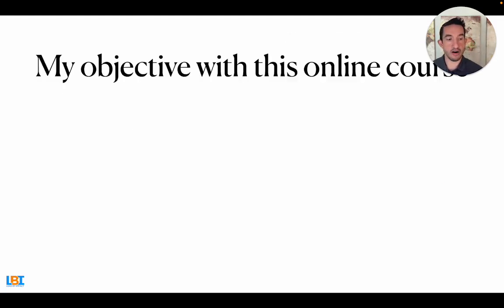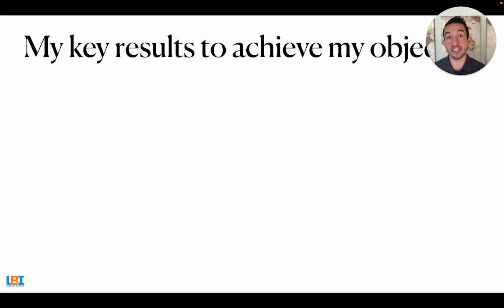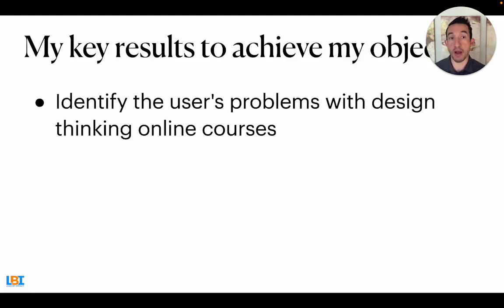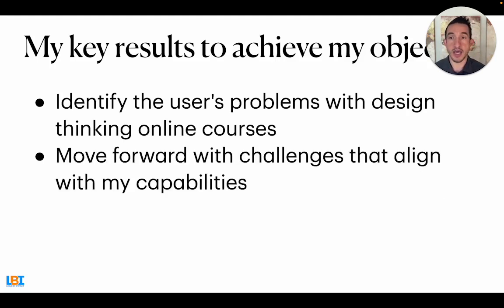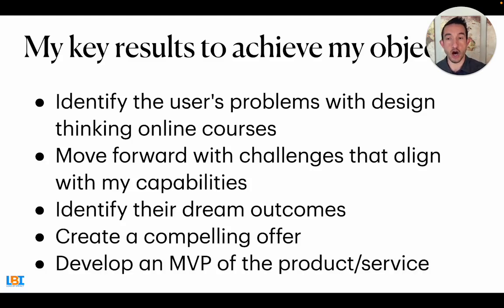So I want to share a little bit more of an example of what I've done with this whole process, with this online course that you're a part of. My objective was to increase yearly revenue by 25% by launching an online design thinking course that is unlike any in the market. My key results to achieve my objective: identify the user's problems with design thinking online courses, move forward with challenges that align with my capabilities, identify their dream outcome, create a compelling offer, and develop an MVP of the product or service.